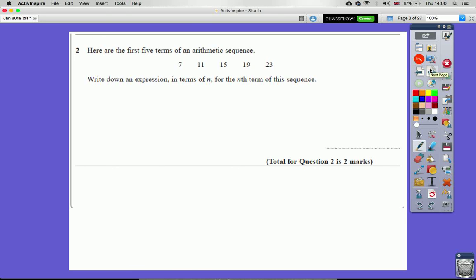Second one. Here are the first 5 terms of an arithmetic sequence. Write down an expression in terms of n for the nth term of the sequence. First, we'll see what the sequence is going up in. We can see they're going up in 4. So the common difference is 4, so I'm going to write down 4n. Then I will test. 4 times 1 is 4, but the first term is 7, so I had to add 3 to it. So 4 plus 3 is equal to 7.